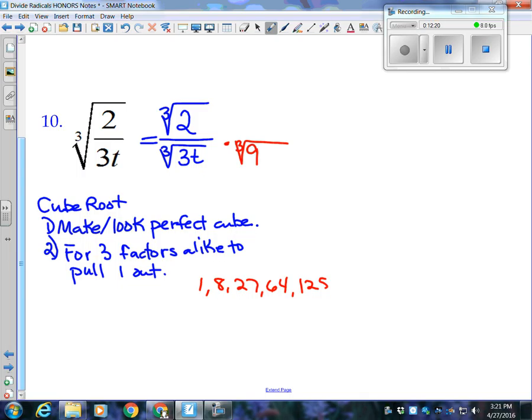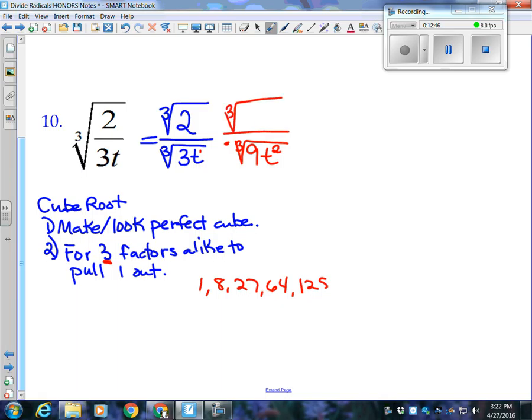The next thing to consider is the t, because it takes 3 factors alike to pull one out, and I only see t to the first. How many more t's do I need to make a perfect cube of t's? How about 2 more? Because when you multiply, you add exponents. That would be what I need to make a perfect cube in the denominator.